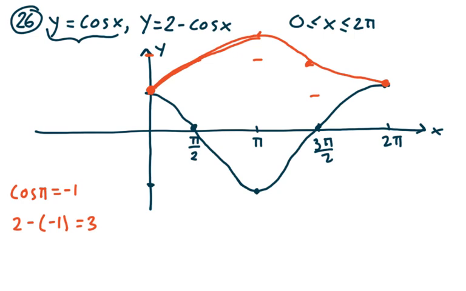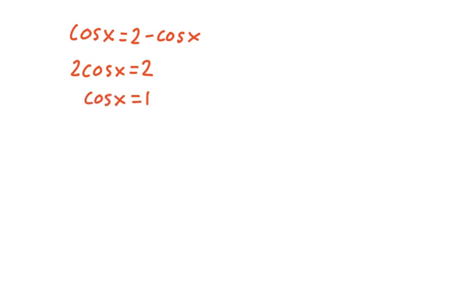Which is pretty interesting. And we could even make sure we're supported by that, because now if I let cosine x equal 2 minus cosine x, this says 2 cosine x equals 2. And so cosine x equals 1, and the only way that's going to happen is when x is 0 and x is 2 pi. And I'm only talking specifically on the interval 0 to 2 pi.